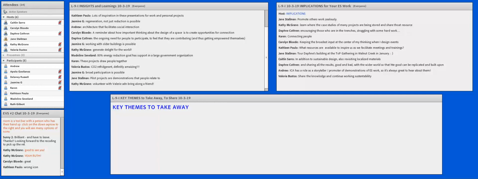80% energy goal has support in a large government organization. These projects draw people together. CO2 refrigerant, definitely amazing. Broad participation is possible. Pilot projects are demonstrations that people relate to. Volunteer with Valeria and bring along a friend. Complete. Okay, thank you. And Daphne, may I ask you to read over the implications?